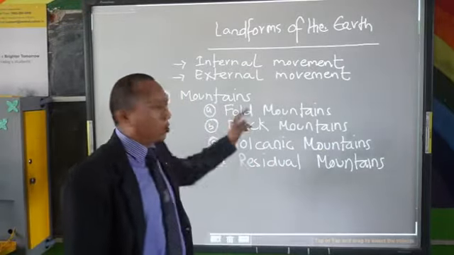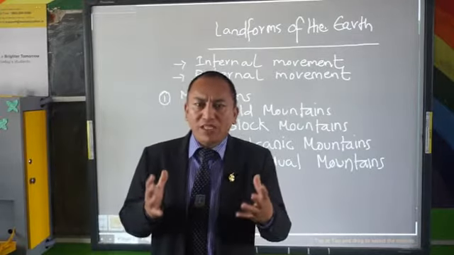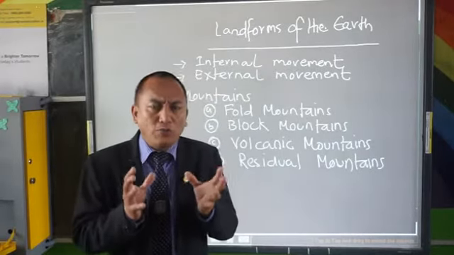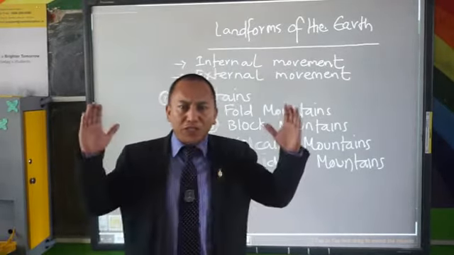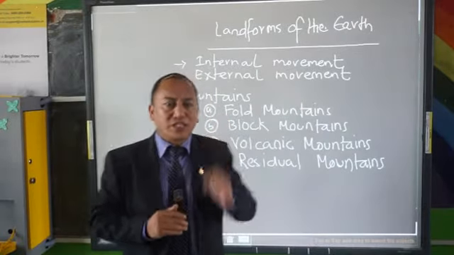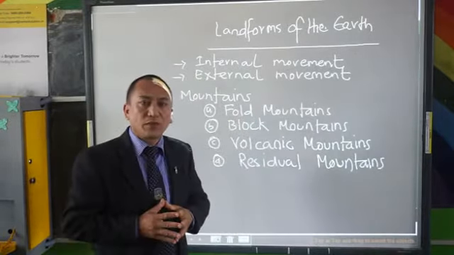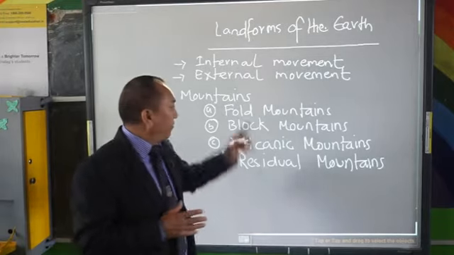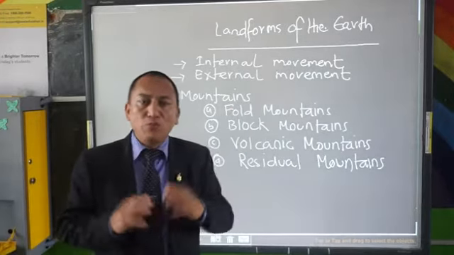Now what is a fold mountain? A fold mountain is a mountain which is mainly formed due to compression. When pressure is applied from both the sides, the central portion rises up. That is called a fold mountain. Fold mountains are the mountains which are formed because of compression.